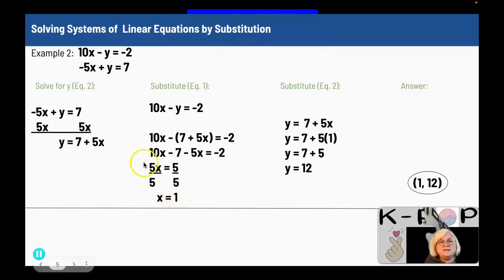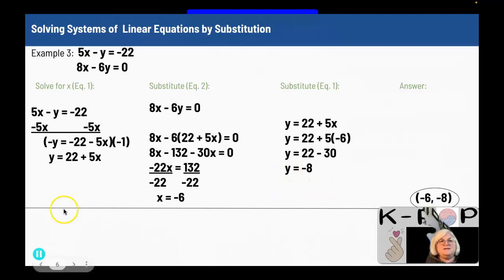I take that 1, I plug it into this equation that I solved for before, and I have y equals 7 plus 5x. Replace the x with 1: 7 plus 5 times 1, which is 7 plus 5, which is 12. So my point of intersection is 1, 12.